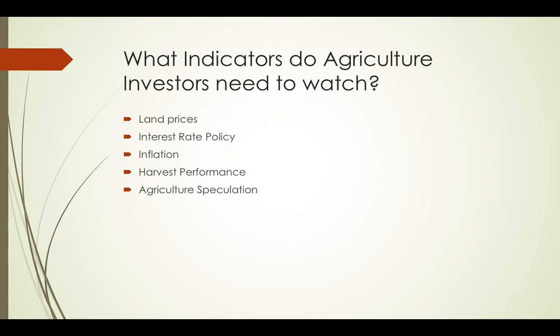Now the last is agriculture speculation. Increased attention has been paid to the role of speculation on agriculture commodities market since the Great Recession of 2002 to 2009, particularly in the derivative market. There is concern that investors may cause extreme fluctuations in commodity prices if a large scale sell off is triggered.